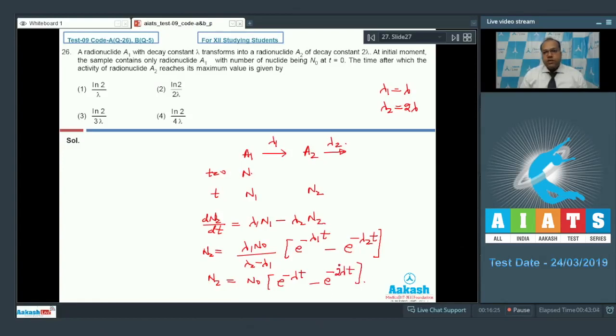Now in the question it is asked the time after which the activity of radionuclide A2 reaches its maximum. So I have to apply the concept of maxima and minima. Setting dN2 by dt equal to 0, we find that for the maximum, the value of t comes out to be ln2 by lambda. So option 1 is the correct answer. Let's move to question number 27.